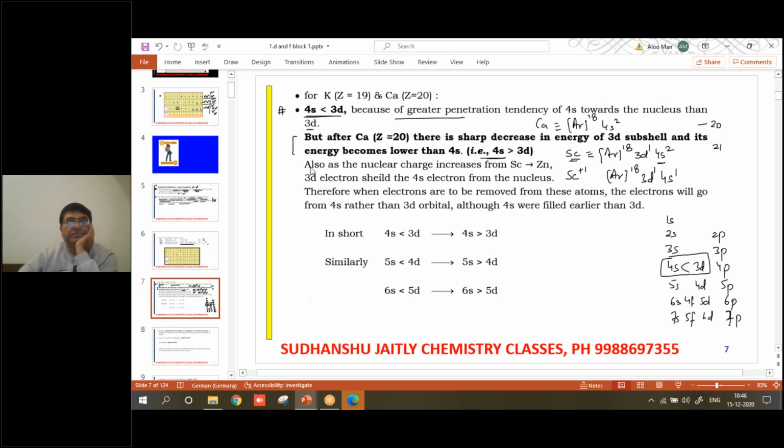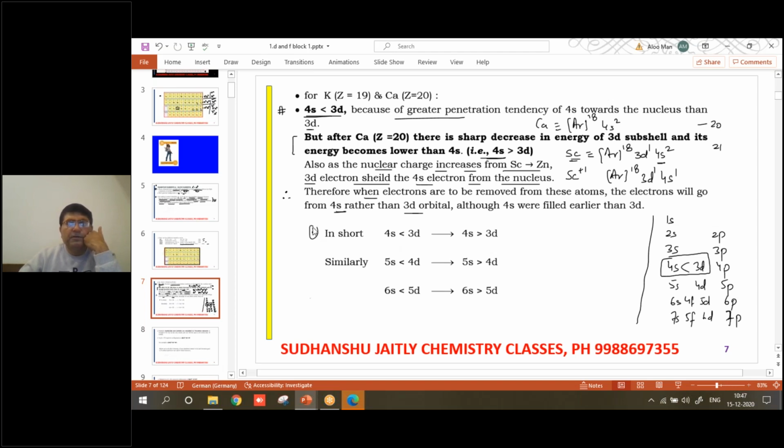Remember, also, as the nuclear charge increases from scandium to zinc, 3d electrons shield the 4s electrons from the nucleus. Therefore, when electrons are to be removed from these atoms, the electrons will go from the highest principal shell rather than the penultimate one. There is no need to memorize this. You just follow the Aufbau principle for filling, and for removal, remove electrons from the highest principal shell. This is what you have been taught earlier also, right?